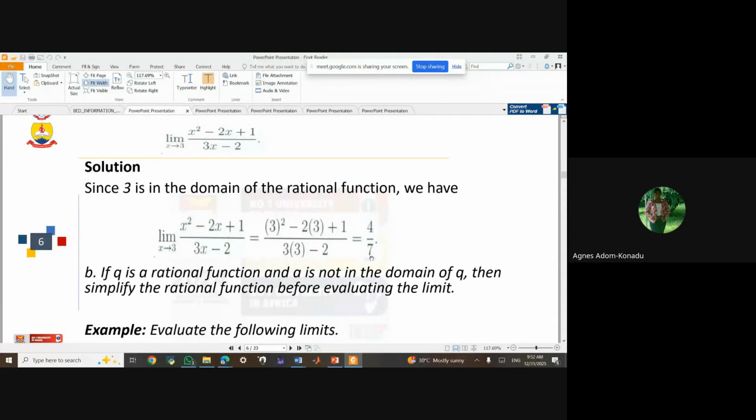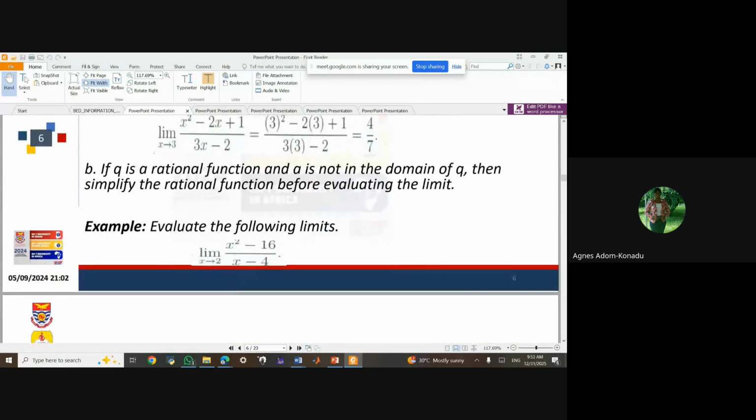You look for the domain, then if the a value given is in the domain, you just substitute it. The next one is saying that if q is a rational function and a is not in the domain of q, then simplify the rational function before evaluating. So we have an example. We want to evaluate the function.